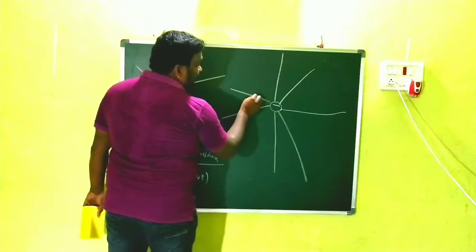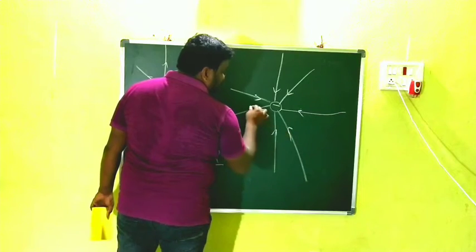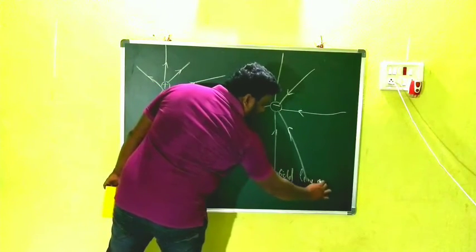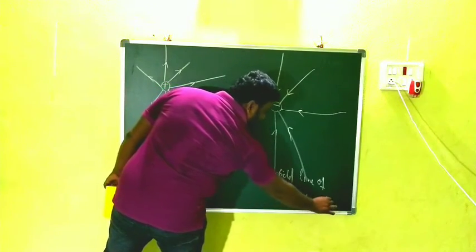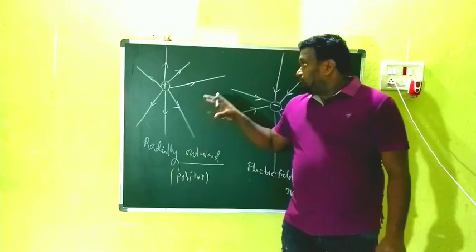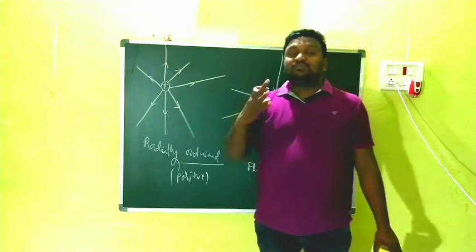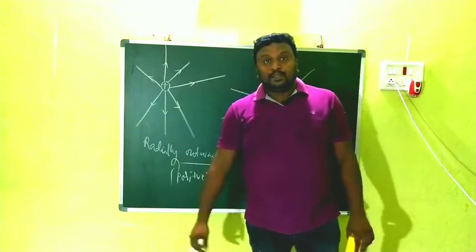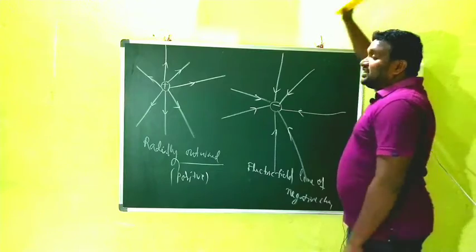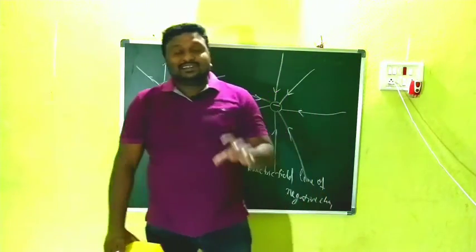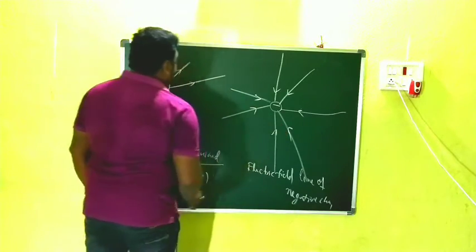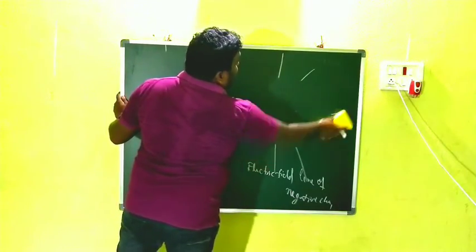Now this is an isolated negative charge. These are the electric field lines of a negative charge. Clear children? We can represent it like this. Here you have to observe the arrow marks. For a positive charge, the electric field lines move away, that means they are outward. For a negative charge, observe the arrow marks: they are radially inward. So these are the electric field lines for an isolated positive charge, and this is for an isolated negative charge.